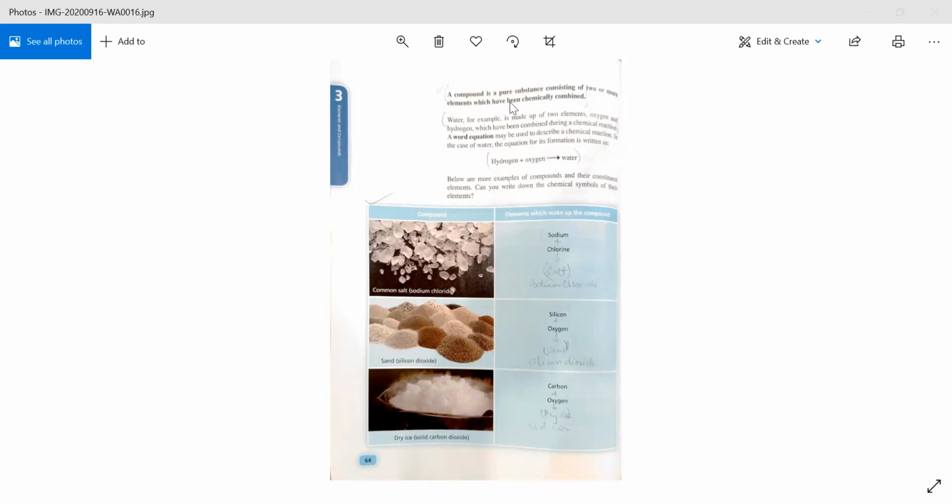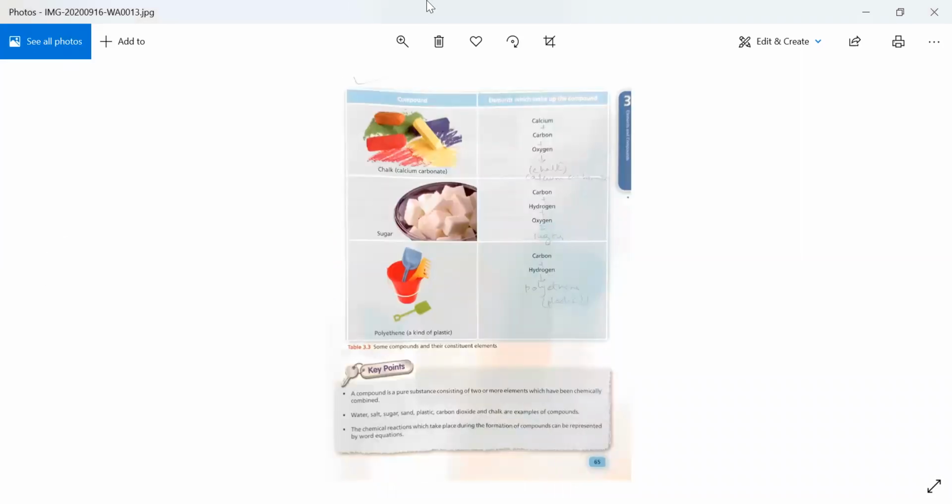Then we have dry ice, and dry ice, we can say, is solid carbon dioxide. Because the solid form of carbon dioxide we can call dry ice, and it is made of two elements, which is carbon plus oxygen. And now moving to page number 65, the compound is chalk, and it is made of three elements.